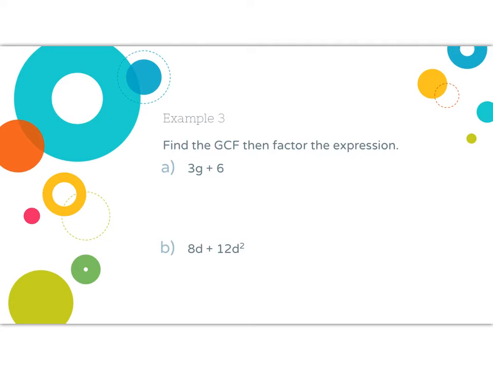So let's find the greatest common factor and factor the expression. In A, we have 3g plus 6. So the greatest common factor is 3 here.